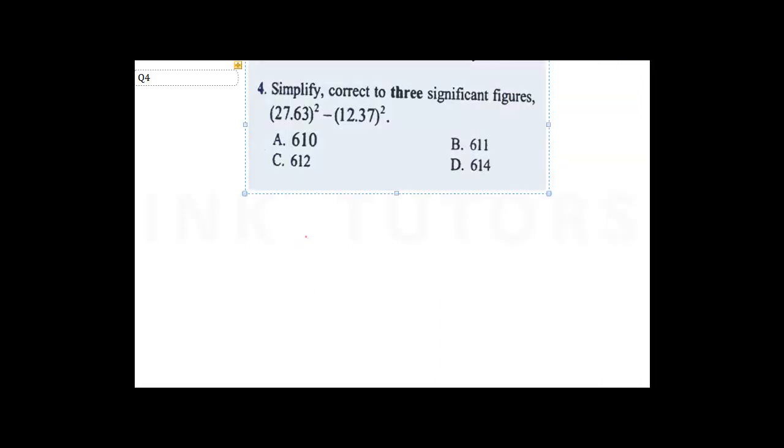Our final answer from the calculator is 610.4. Now it says 3 significant figures. So that means your answer, because this 610 already is 3 significant figures, they are valid numbers. So now, since 4 is not up to 5, we're going to round it down to 610. So that's our final answer. So 610 is the correct answer.